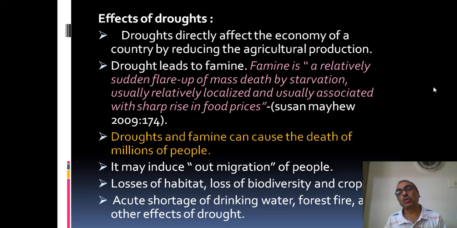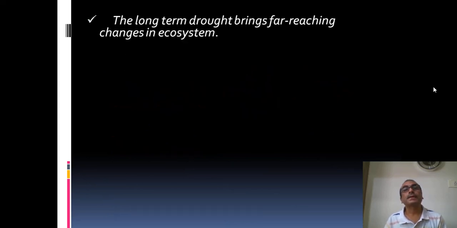And during the drought, due to the dry and hot climatic conditions, when the tree branches rub onto each other, forest fire may erupt, and that may cause a huge destruction of the natural resources, forests, as well as the wildlife. Now, long-term droughts, if you take up, can have an effect on the ecosystem in the long run.